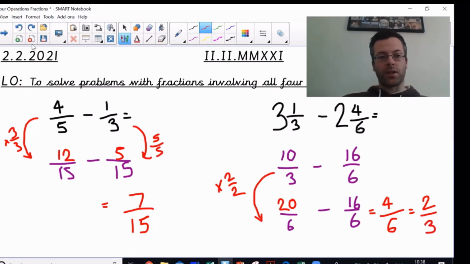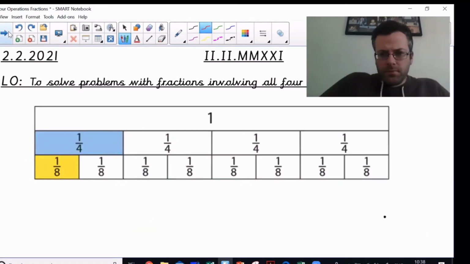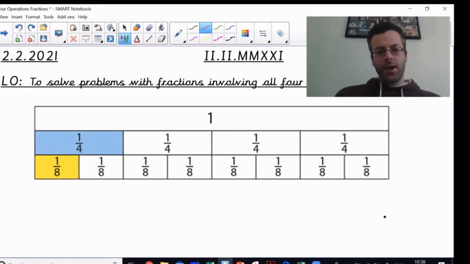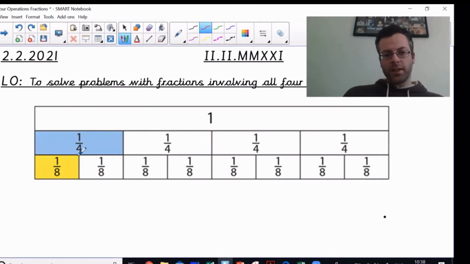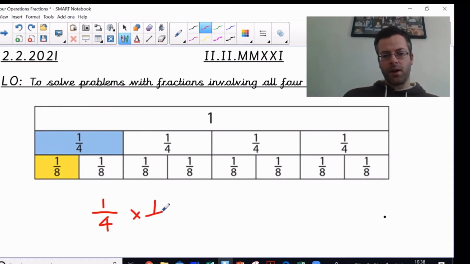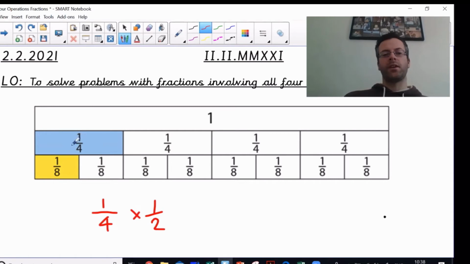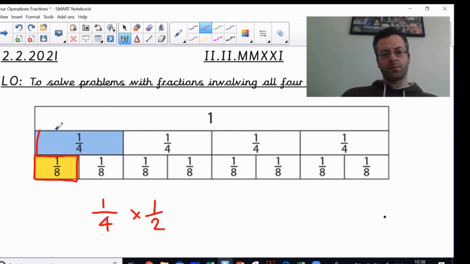Okay, that's addition and subtraction. Right, let's quickly look at multiplication and division of fractions. Now here I've got a whole that goes across, a whole that's split into quarters, and a whole that's split into eighths. What this is representing is a quarter times by a half. We are finding a half of a quarter, and hopefully you'll agree with me that this is half of all of this one, okay? And what we find is a half of that is 1/8.